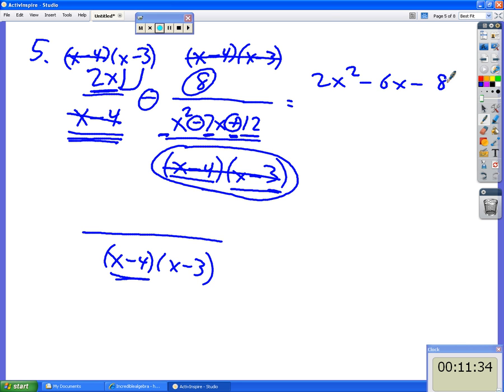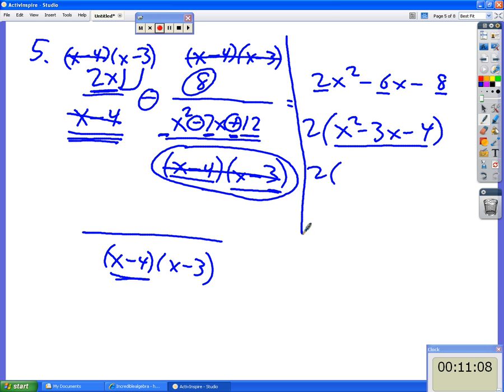Notice that there's a 2 there, a 6 there, and an 8 here. So what's common between the three of those? A 2. Take the 2 out. That leaves you x squared minus 3x minus 4, because I have to divide 2 out of each one of these. But now I can take the trinomial, this one, and I can factor it. I have 2 times, 2 parentheses.